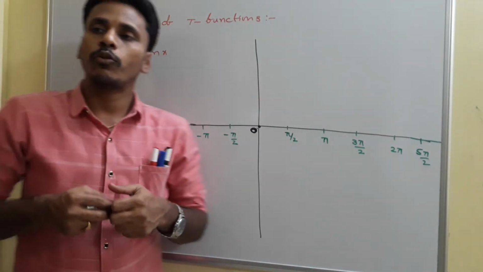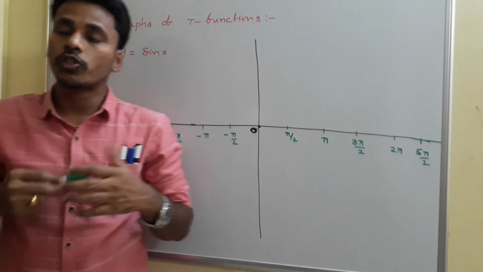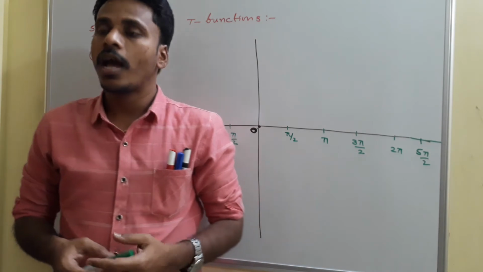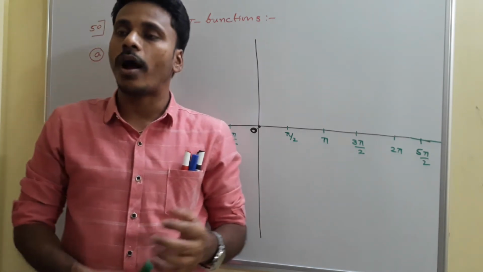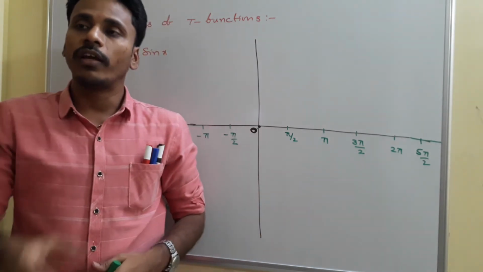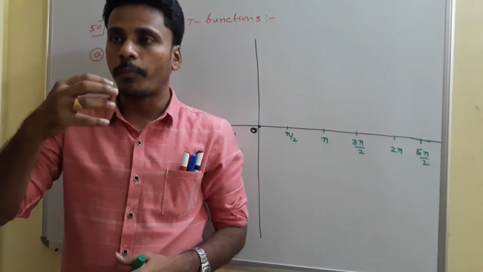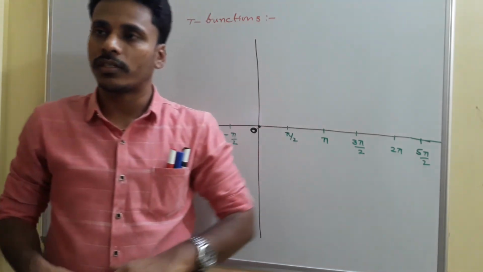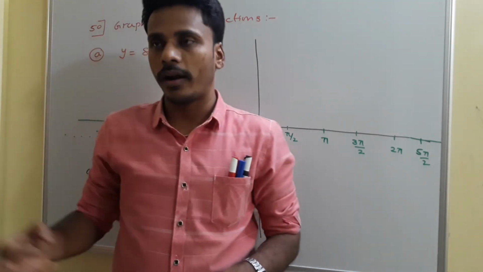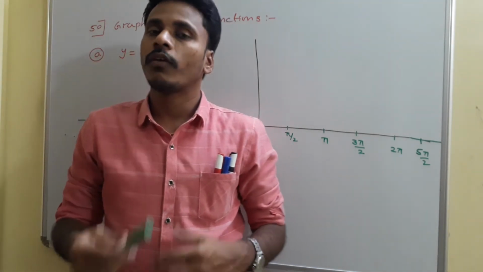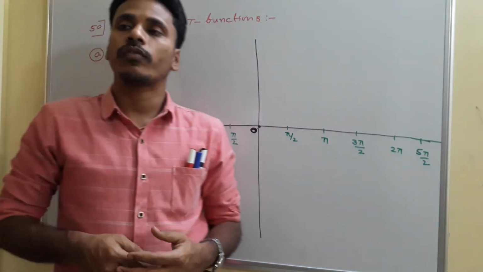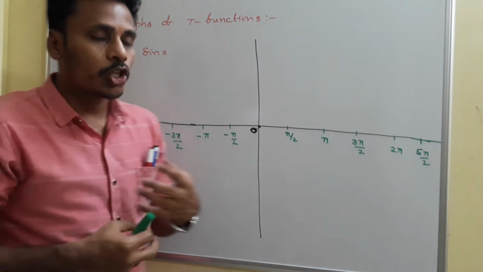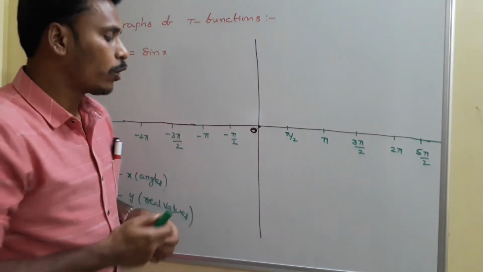We learnt about the nature of sin x: in which quadrant the sine function is increasing and in which quadrant it is decreasing, and where the sine function is positive and where it is negative. We learnt already about all these things, the positive and negative nature and the increasing and decreasing nature of the sine function depending upon the quadrants. In a similar way, we already know the values of the sine function for different angles. Based on those angles and the nature of the sine, we are going to sketch the graph.